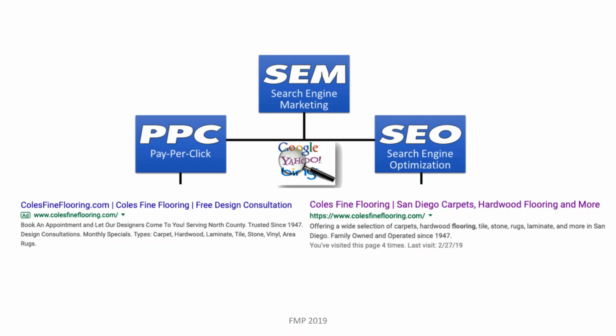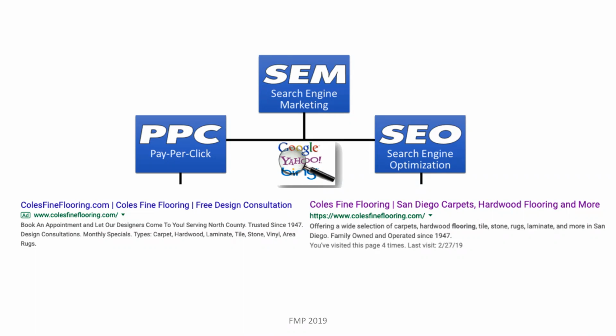So one is pay-per-click. You're paying when the customer or the prospect clicks on this entry on the left. It costs the company money every time they click on it. And in this case, it's Kohl's Fine Flooring. On the right-hand side, this is an organic placement on the same page.